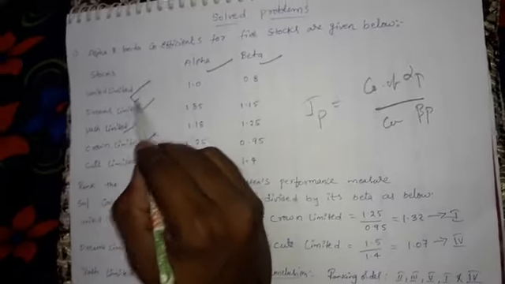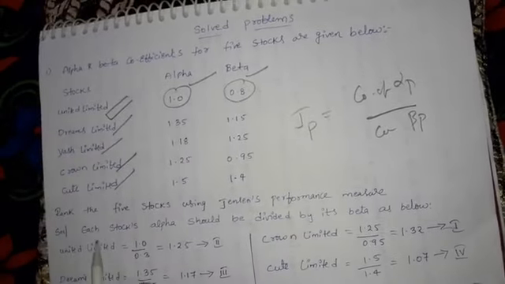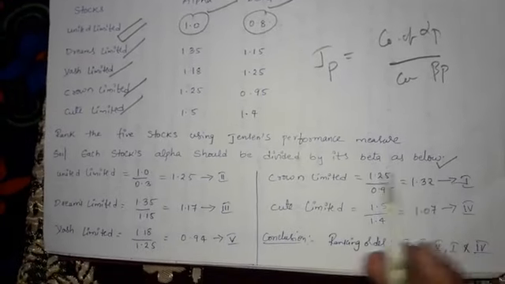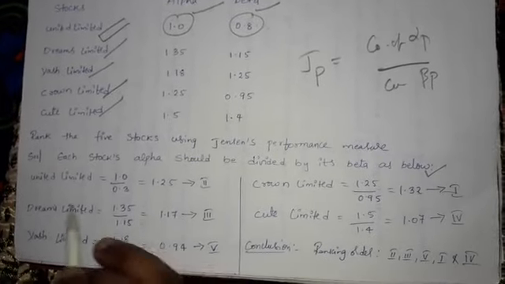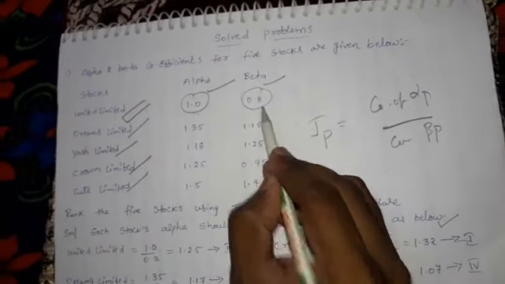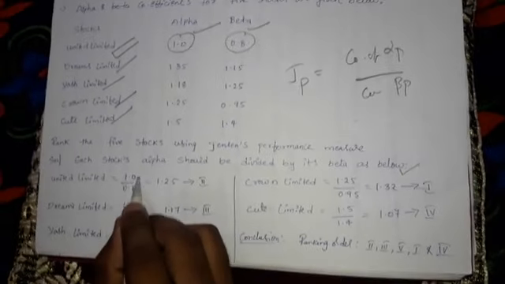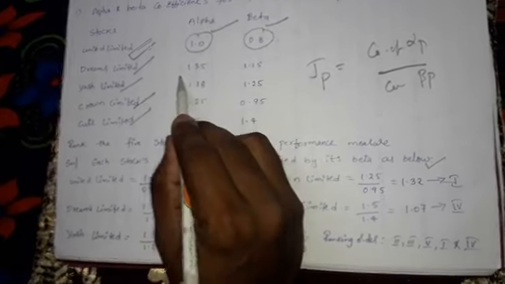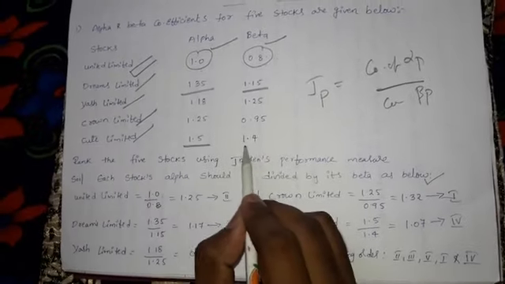So for United Limited, the alpha value is 1.0 and the beta value is 0.8. Each stock's alpha should be divided by its beta as below. Simple. The alpha value divided by the beta value, we get the Jensen's index value. For United Limited, alpha is 1.0 and beta is 0.8, so 1.0 divided by 0.8 is 1.25. Similarly, Dreams Limited, 1.38 divided by 1.15. Similarly, Qt Limited, 1.5 divided by 1.4.